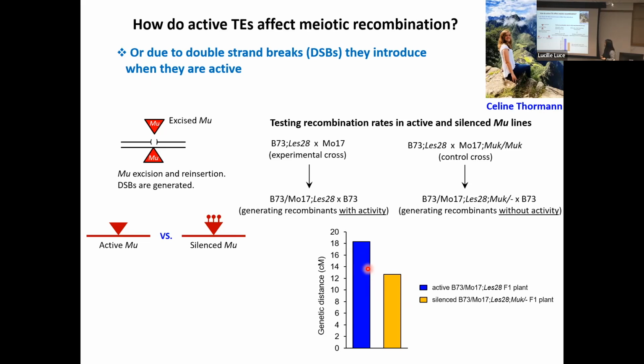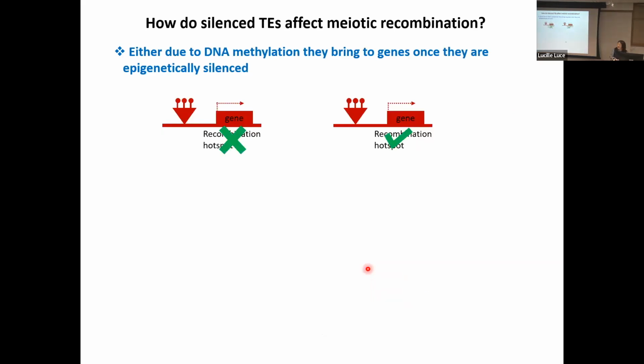My lab is also trying to clone all the Mu insertions and compare all the locations, to see how recombination differs between active Mu and silenced Mu. The other question is, how do silenced transposons affect meiotic recombination?